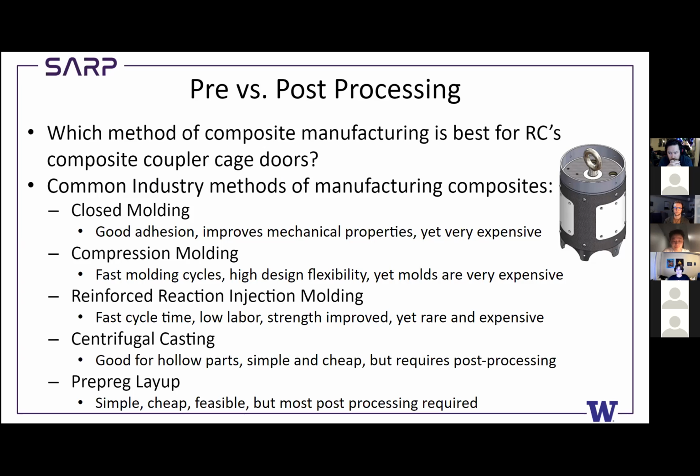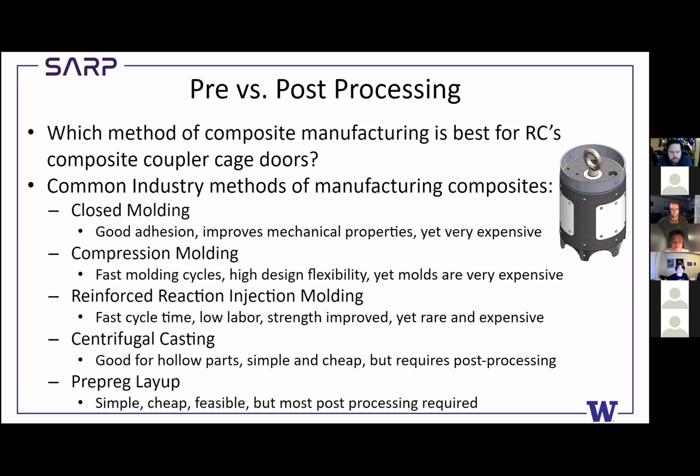The next one's compression molding, which is fast molding cycles, high design flexibility, yet the molds are also very expensive. That's the most interesting one to me because it would lead to probably the least amount of post-processing we need. But again, the molds are extremely expensive and probably out of the scope of SARP's budget, unfortunately. And the next one's reinforced reaction injection molding, which is fast cycle time, low labor, strength improved, and yet it's very rare and also expensive.